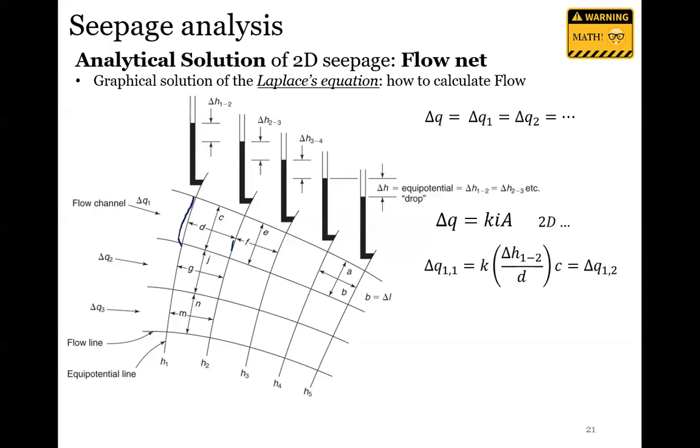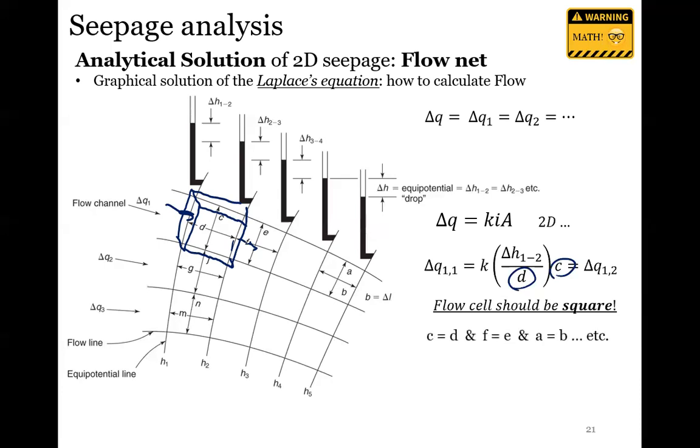What we're assuming is that this is a little 2D representation of a box. I don't know how to really draw that, but imagine this being a little box or something. So the flow is entering this way and then leaving out that way. All of these flow cells should be squares. So that means this D is equal to our C, and our F is equal to our E, A is equal to B. So all of these little proportions here are equal to each other.